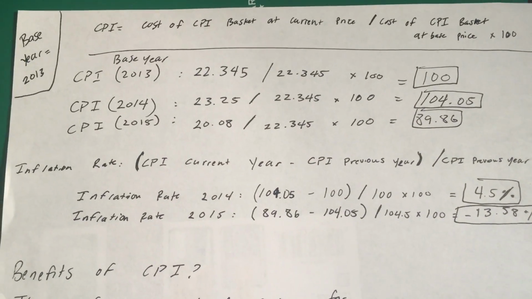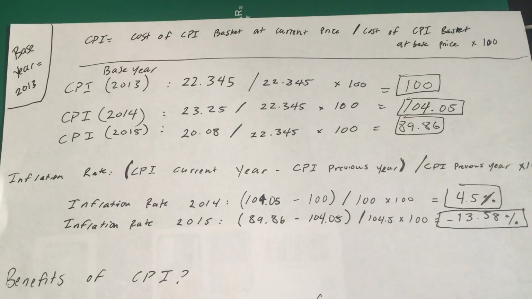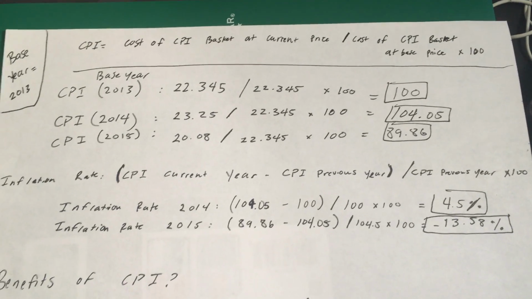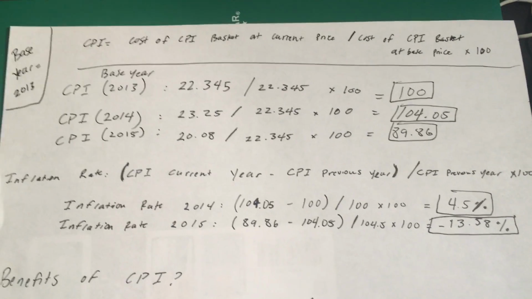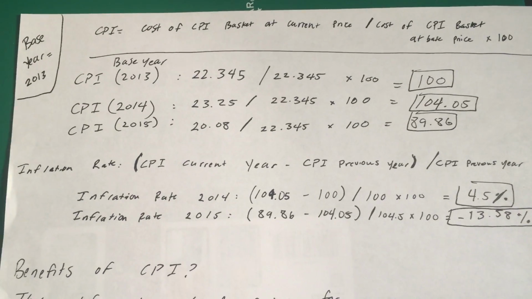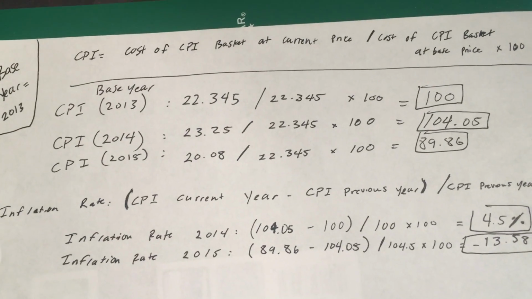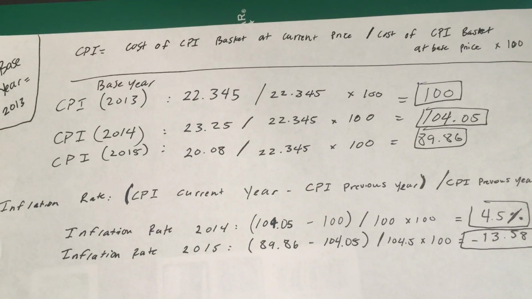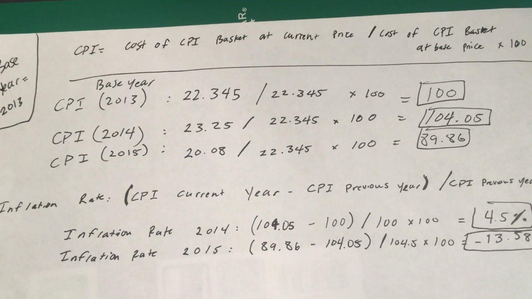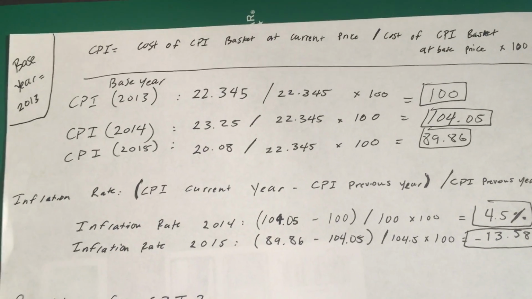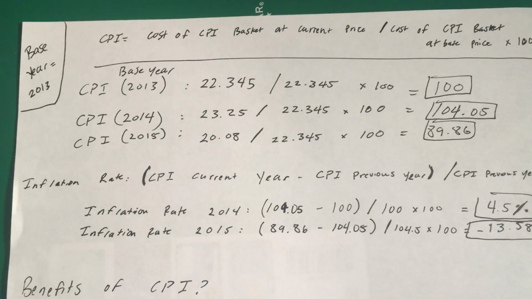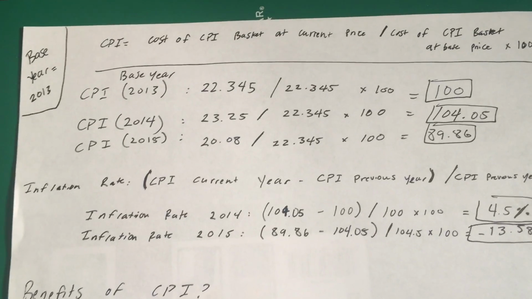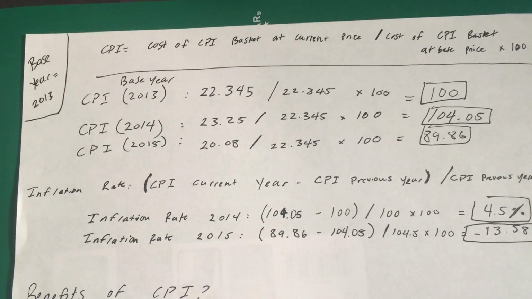The equation for CPI is the cost of the CPI basket at the current price divided by the cost of the CPI basket at the base price, multiplied by 100. So for 2013, it is the base year, so I divided 22.345 by the base year price, which is 22.345, and then I multiplied that by 100, and I got a total of 100 as my answer for 2013.